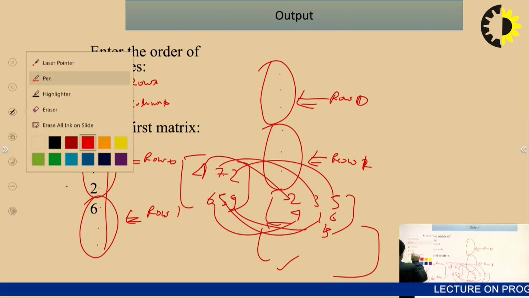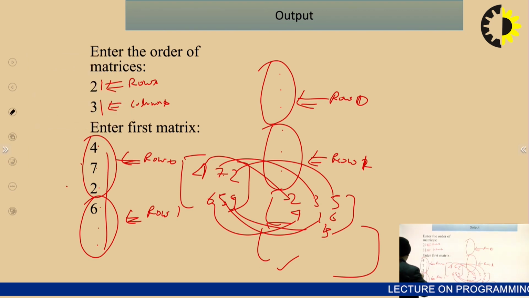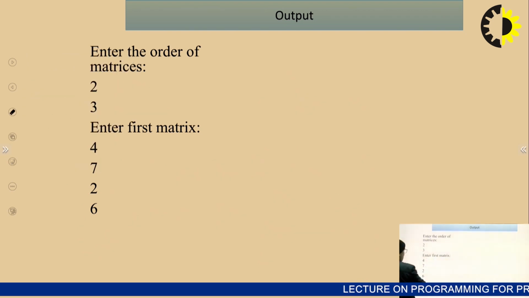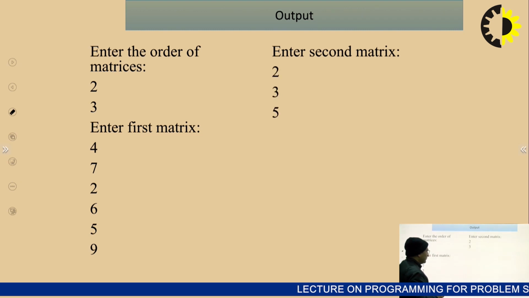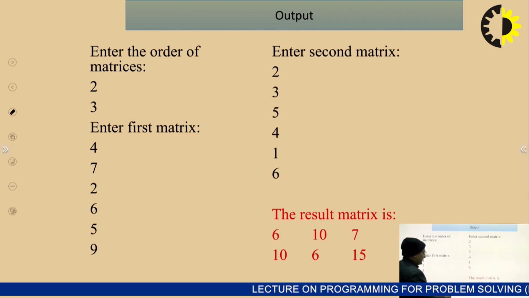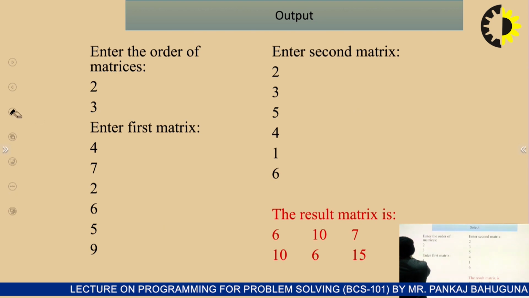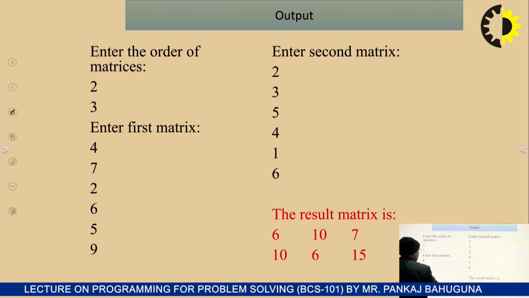Let me erase all and then show you the output. 6, 10, 7. Correct? Right.